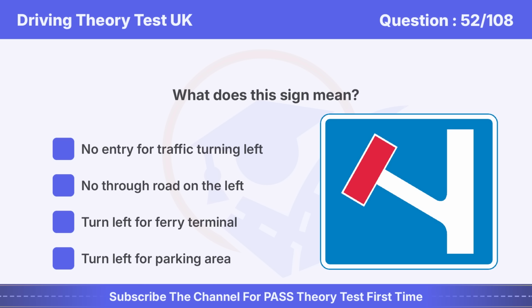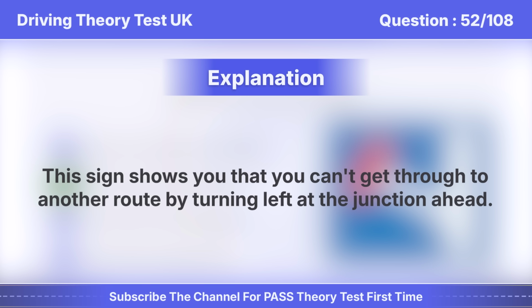Question 52. What does this sign mean? Answer is B. No through road on the left. This sign shows you that you can't get through to another route by turning left at the junction ahead.